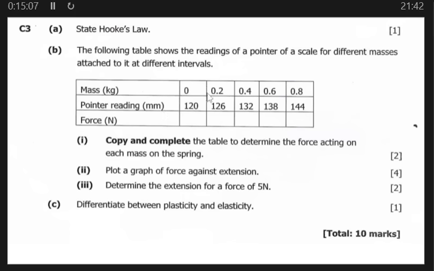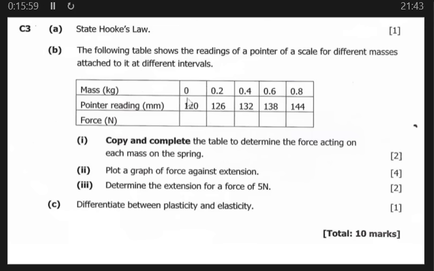When 0.2 kg was attached to the scale, the pointer was pointing at 126 millimeters. When 0.4 kilogram was attached, the reading was 132 millimeters. When 0.6 kilogram was attached, the reading was 138. When 0.8 was attached, the reading was 144 millimeters. Then the question says, copy and complete the table to determine the force acting on each mass on the spring. So they need us to copy this table and complete it by putting here the force that was acting on the scale.